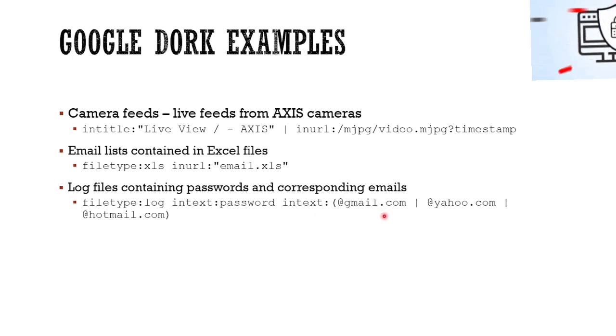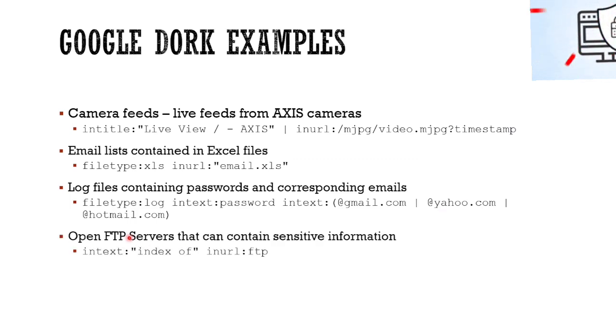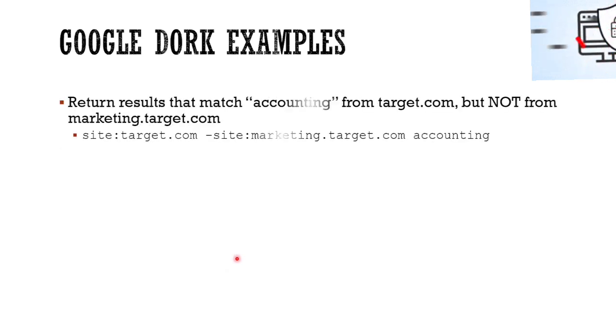So let's find "index of", which is often the main thing you see when you go to an FTP site and you look at the directory itself, or FTP in the URL. Let's return results that match accounting from target.com, but not from marketing.target.com. So we want to go to the site target.com, but not the site marketing.target.com, and it has to have something to do with accounting.